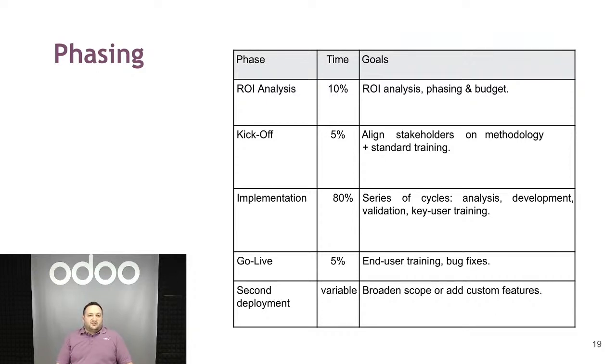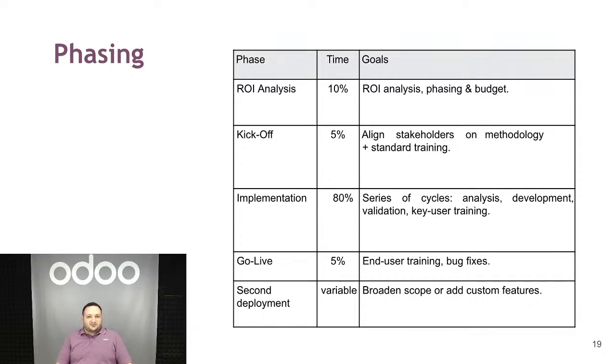In the kickoff, if ROI is not done previously, a mini ROI is done in the kickoff. It's basically a stage where we align the stakeholders on the Odoo methodology. We do the planning for the implementation. We make sure the requirements are aligned with what they want and where they want to go with the system. And then the biggest bulk of the budget will go towards implementation. So we have a series of cycles: analysis, development, validation, key user training, and so on. And finally, the happy moment is going live, where it's 5%.